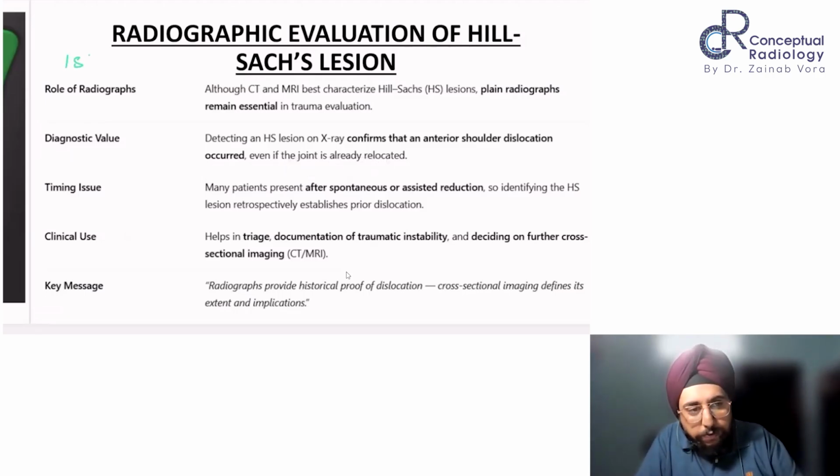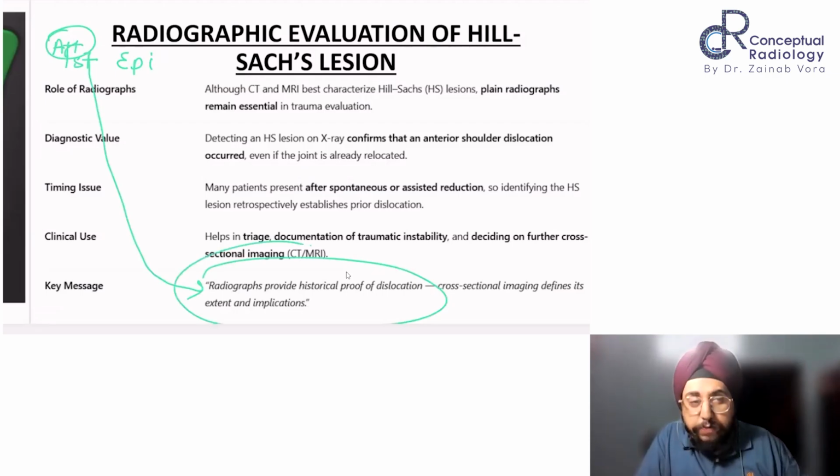So we have the first episode of dislocation. Then we have the impaction of the posterior superior lateral part of the humeral head with the anterior inferior glenoid. Then there is an impaction fracture which occurs, which is your Hill-Sachs. So it occurs after the first episode of anterior dislocation. It tells you there's a dislocation which definitely would have occurred. So it provides a historical proof of dislocation, while the cross-sectional imaging, CT and MRI, will define its extent, implication, on-track, off-track, and everything.